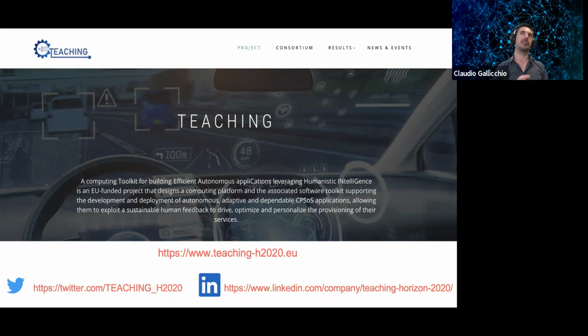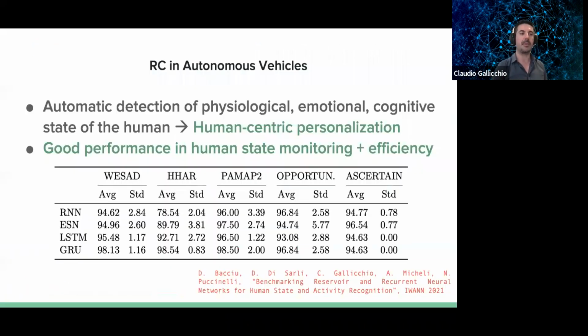So this is much related to the concept of humanistic intelligence and implicit human feedback that is given to a cyber-physical system like an autonomous driving application or an avionics application. In this case, for instance, the learning tasks that we need to address are related to autonomous vehicle applications and the estimation of the human physiological and emotional state, for example, of the driver.